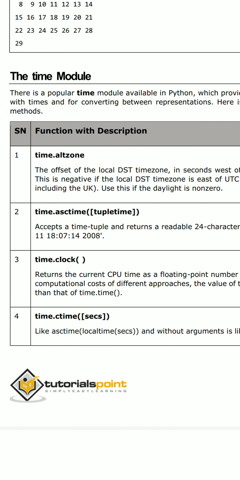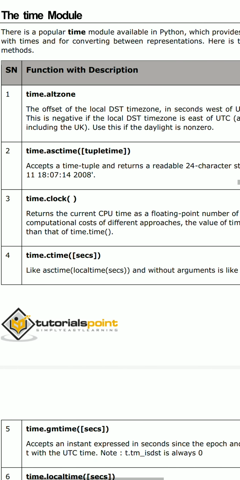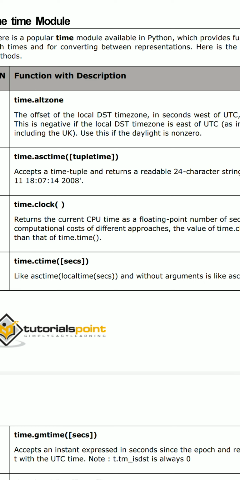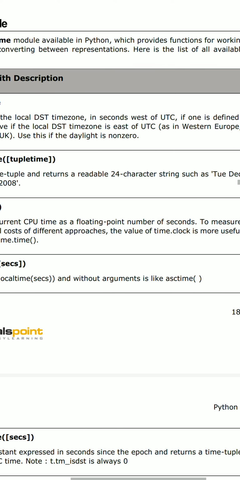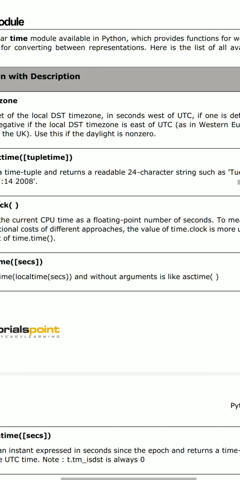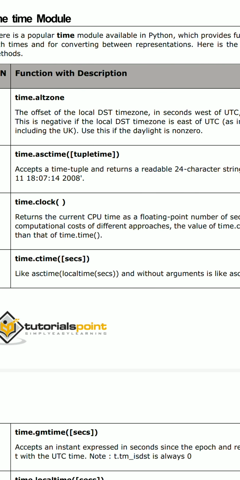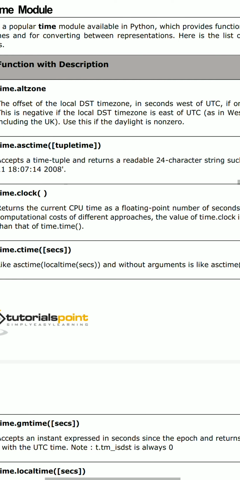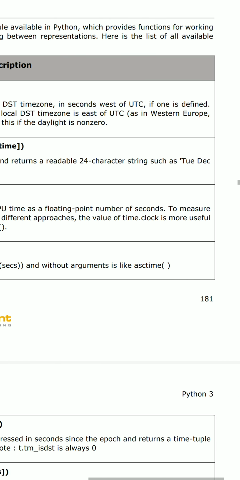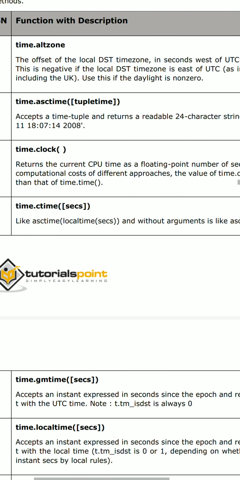So with the time module, for time and date in Python, we have different types of functions. By using the instance operator, that is the dot operator, we can call the different methods of time. First one is time.altzone. This altzone is the local DST time in seconds west of UTC, if one is defined; it is negative if local time is east of UTC. Next, time.asctime accepts a time tuple and returns a readable 24-character string, so we can get the time in a defined manner.